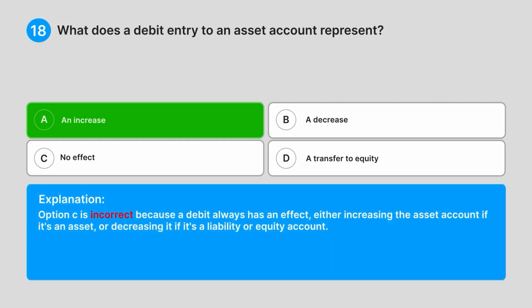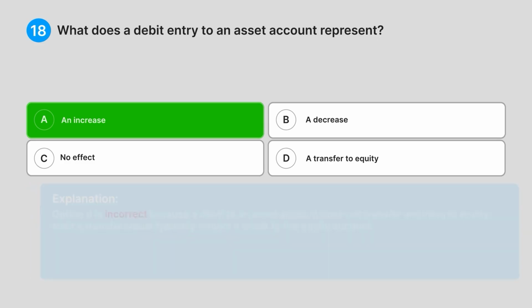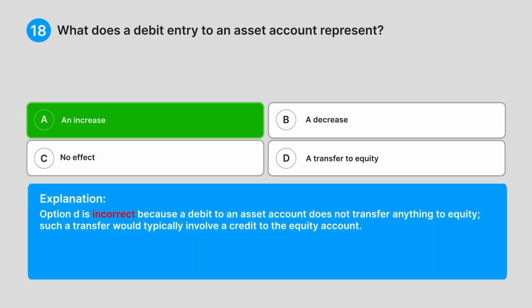Option C is incorrect because a debit always has an effect, either increasing the asset account if it's an asset, or decreasing it if it's a liability or equity account. Option D is incorrect because a debit to an asset account does not transfer anything to equity. Such a transfer would typically involve a credit to the equity account.